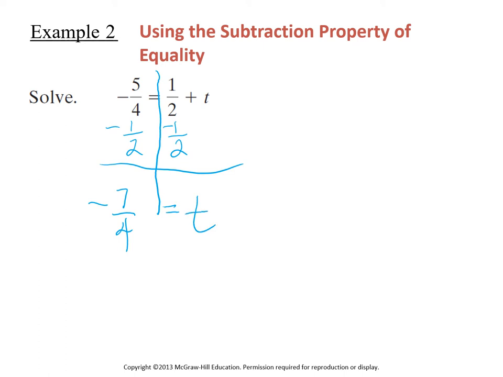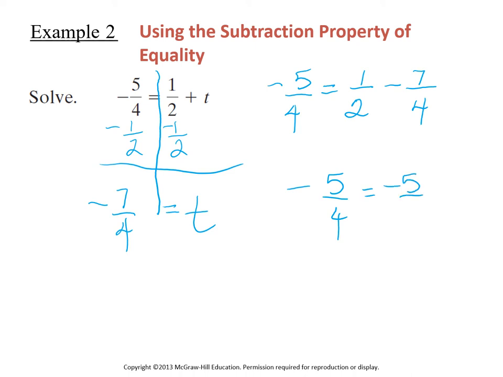equals t. And I'm going to check this solution in my original equation by substituting negative 7 fourths for t, and 1 half minus 7 fourths is equal to negative 5 fourths. So negative 5 fourths equals negative 5 fourths, and that's my balance statement.